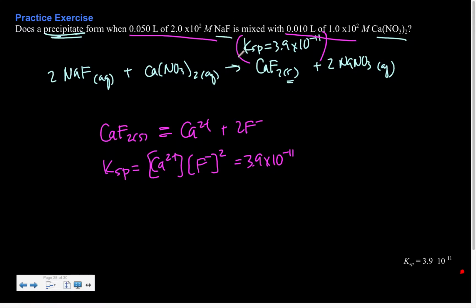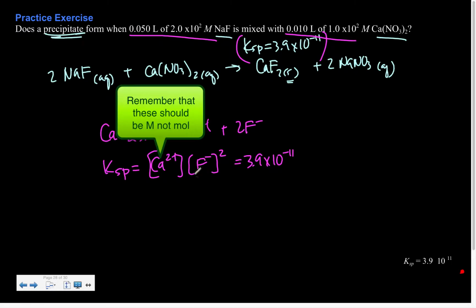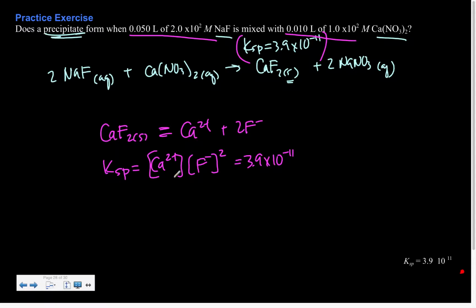Do be mindful that we have to add these volumes together, so we actually have a new molarity. We'd have to take the moles of each, divide it by the new volume, to get the molarities of each of these. Once I get the molarities, I can plug that in, and that's going to give me my Q for this reaction, okay? Then I'll compare that Q to my KSP to see if my calcium fluoride is going to precipitate, meaning go in this direction, or if my calcium fluoride is going to dissolve and move in this direction.